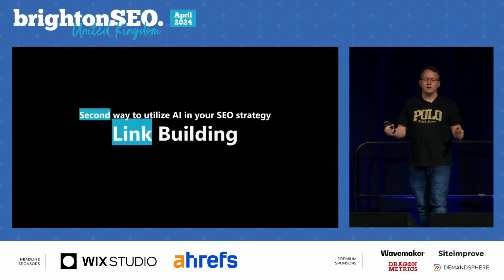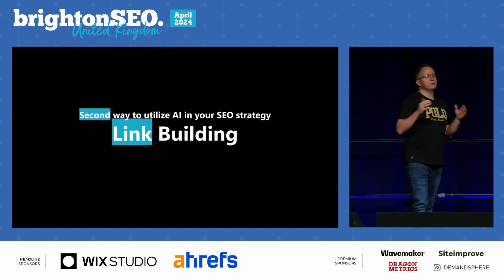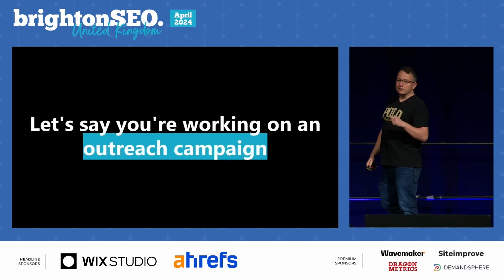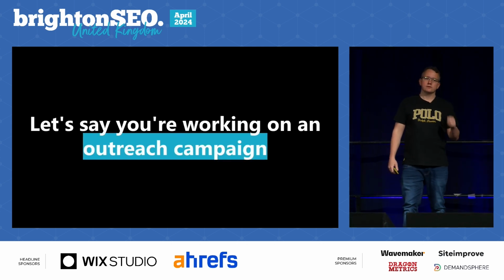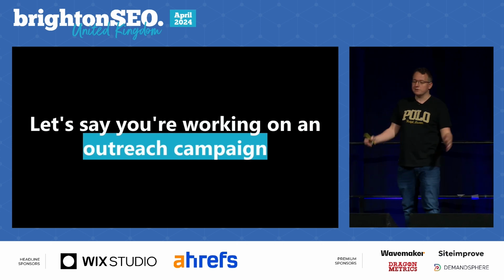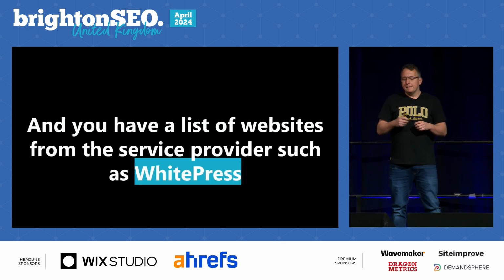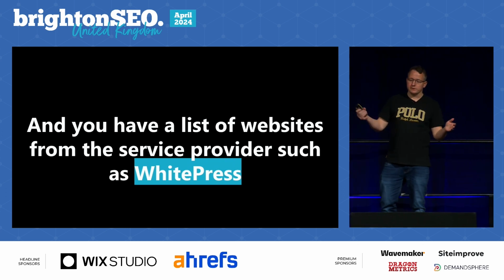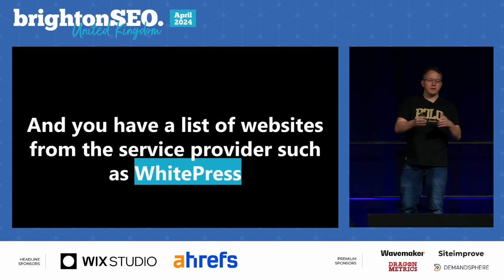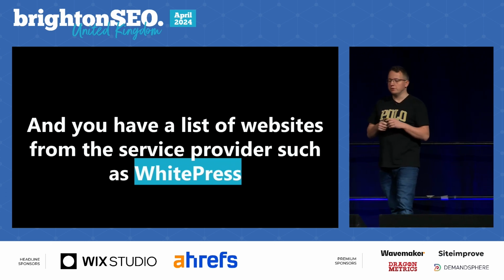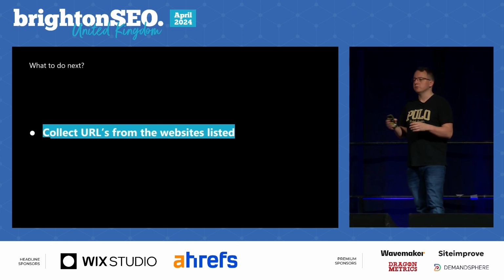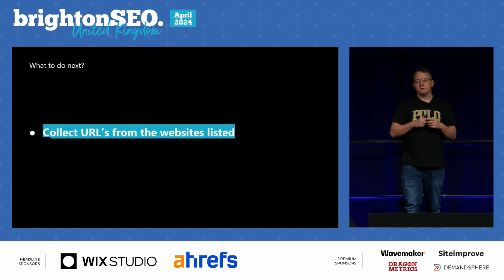The second way to utilize AI in your SEO strategy is link building. So let's say you are working on an outreach campaign, which is something that most of you are very familiar with. And you have a list of websites from a service provider such as WordPress. The provider gives you a list of websites that you can put your links on, and you need to choose what URLs you want to put your links on.